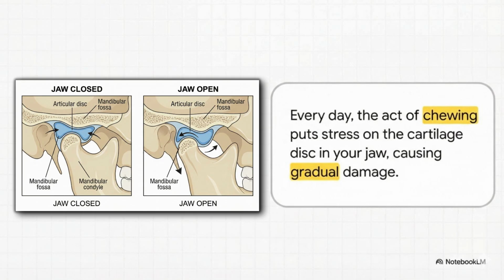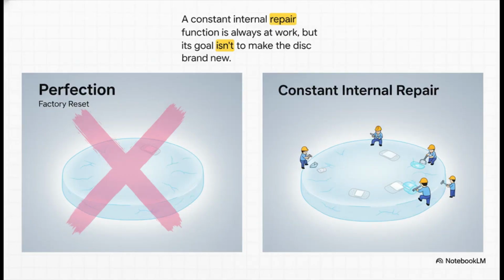But every single time you chew or talk or yawn, that disc is taking a hit. It's literally designed to wear down over time. But don't worry, your body's got a plan. And this is where it gets really cool. Your body is constantly, and I mean constantly, patching up this cartilage. But here's the twist. It isn't trying to make it perfect again. It's not going for a factory reset. Nope. The goal is something way, way smarter.